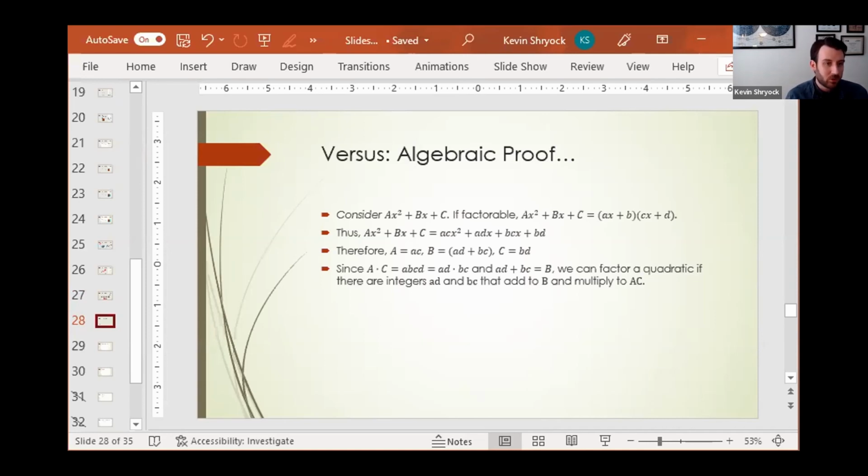Since A times C produces all of the factors A, B, C, and D, and AD, B, and C combine in order to create capital B, we can factor a quadratic if there are integers AD and BC that add to B and multiply to AC. Have at, y'all. This is what you'll find in a traditional algebra book. It's called the AC method.